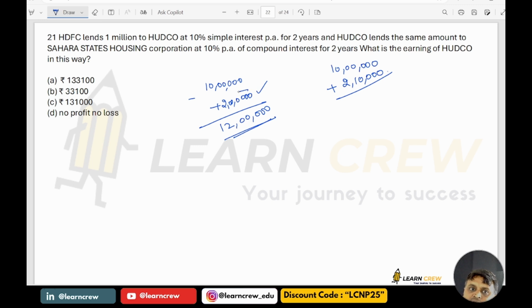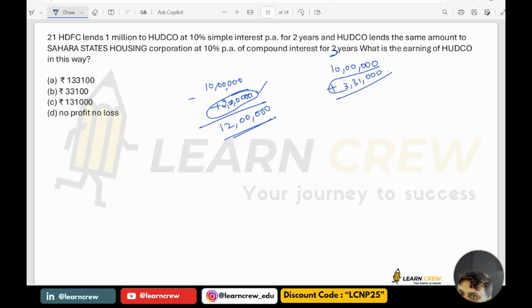So here Hudco has to pay interest of 2 lakhs. Here Hudco will receive 2,10,000 rupees interest. Thereby the difference is actually, if it is 3 years, I think it is 3 years. In the question, it is 3 years. Thereby how much are you going to get? 3,31,000. In 3 years, the compound interest received by Hudco is 3,31,000.